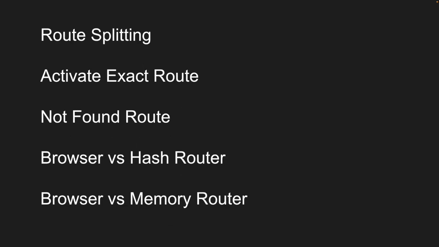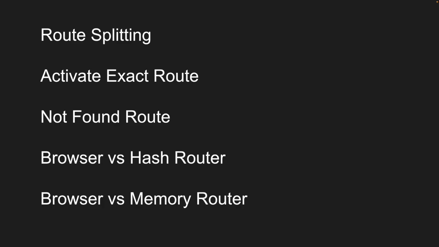I also spoke about route splitting: whenever you want to split some set of routes, how we can do that. Whenever you want to manage some set of admin routes or some set of auth routes, how we can do that, I explained in route splitting. Then we came up with activating the exact route. That means instead of activating the matching route, we activate the exact route. For example, you have products/1. Instead of activating products, only when the URL is exactly products will we activate. Otherwise, we will not activate. The suffix will be ignored in active exact route.